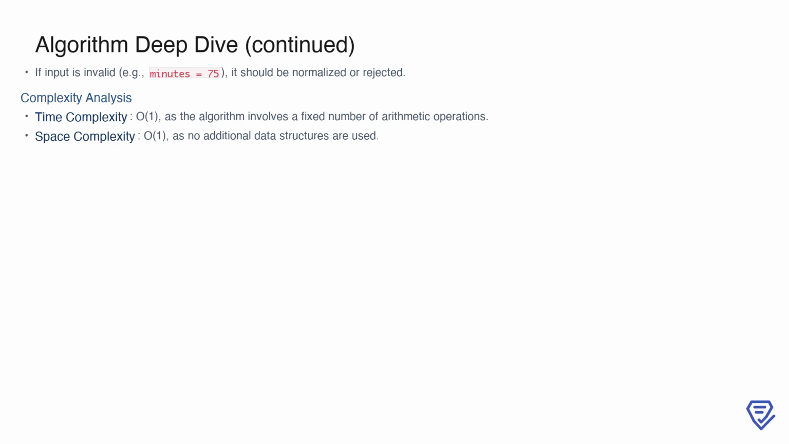Regarding complexity, the algorithm is highly efficient. Its time complexity is O(1), because it performs a constant number of arithmetic operations regardless of the inputs. The space complexity is also O(1), since no additional data structures are used. This makes the solution both robust and optimal for the problem at hand.